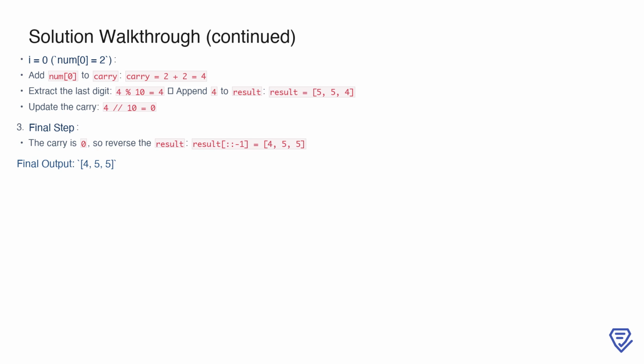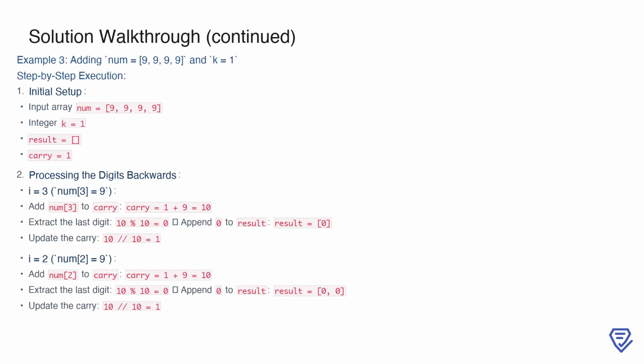With no remaining digits in number and the carry also being 0, the processing is complete. The last step involves reversing the result, which is currently in reverse order. Reversing result gives [4, 5, 5]. This becomes the final output for this example. In the third example, we have number equals [9, 9, 9, 9], and k equals 1.